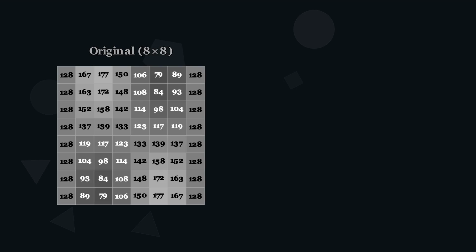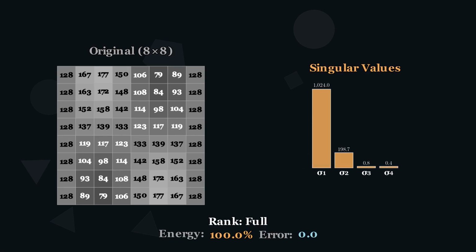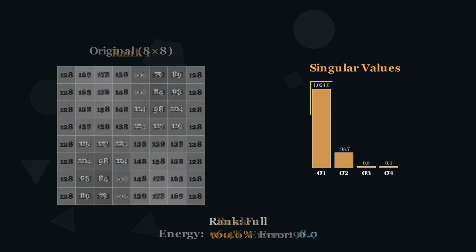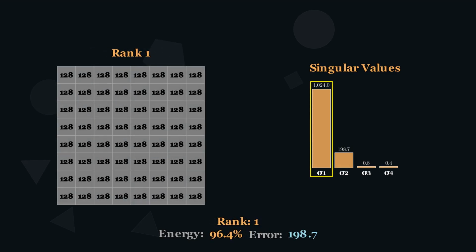Think of it as a tiny grayscale image. Brighter values are lighter, darker values are darker. On the right, it's singular values. Notice how sigma 1, 1024, completely dominates. The rest are tiny. Now keep only the first singular value, rank 1.